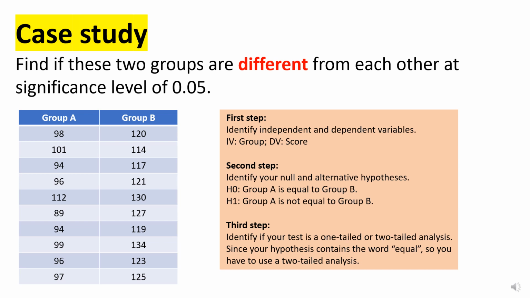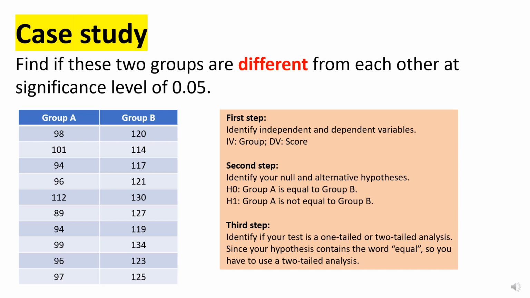Alright, so the case study here is to find out if these two groups are different from each other at a significance level of 0.05. Here we have two groups, group A and group B, and each group contains 10 marks. The first step in doing the case study is to identify the independent and dependent variables. In our case, the independent variable is group and the dependent variable is the score.